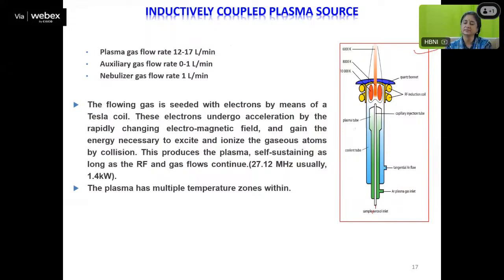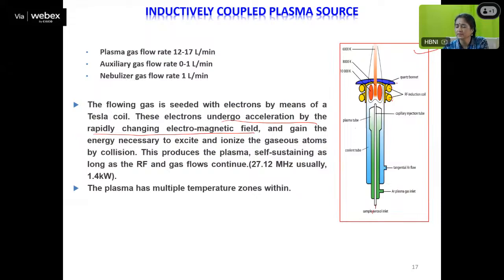How the plasma is formed is that once your gases are flowing through this, the argon gas is seeded with some electrons by a high voltage spark using a Tesla coil. Now these electrons undergo acceleration by the rapidly changing electromagnetic field, because you can see these are the RF induction coils through which your RF power will be passed.